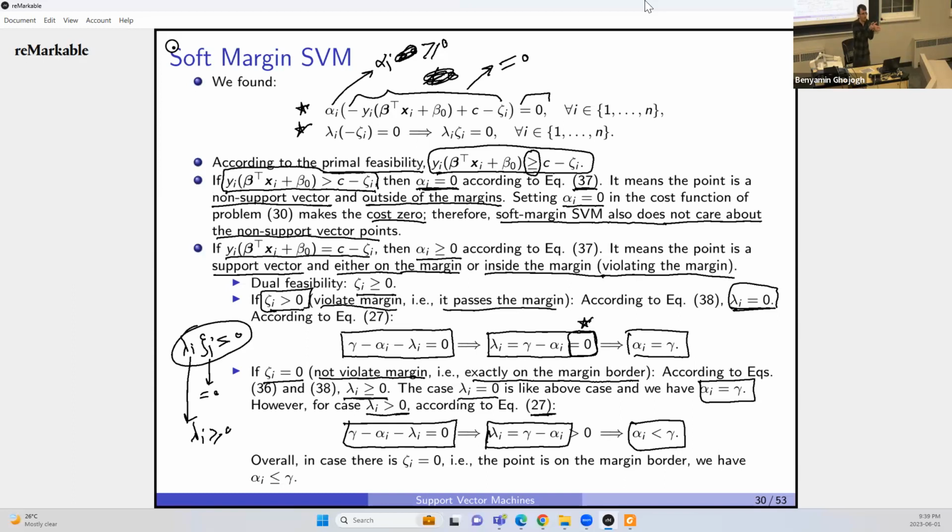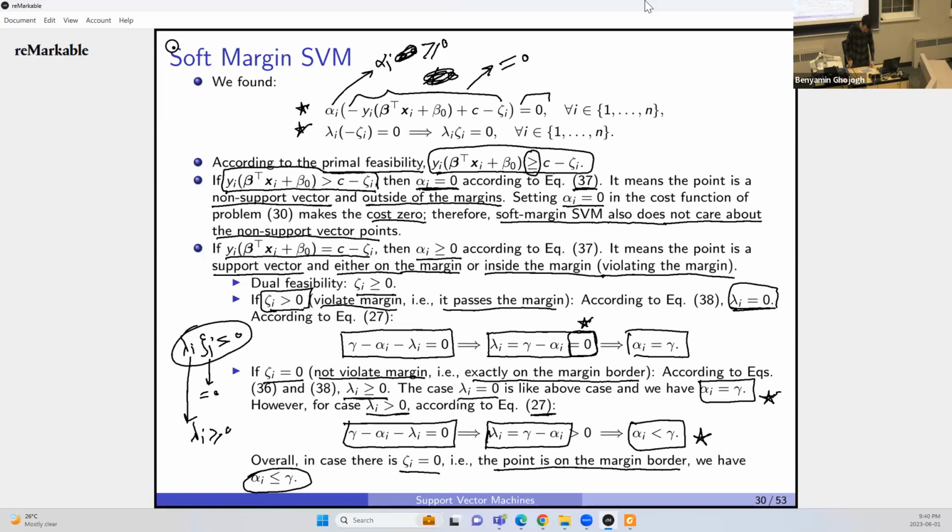As you see, it's like a tree. I'm breaking it into cases and also the cases into subcases. So overall, in case zeta I equals zero, the point is on the margin border and we have alpha I less than or equal to gamma. Less than gamma, we proved it here. Equal to gamma, we proved it here. So overall, less than or equal to gamma for where the point is on the margin border.